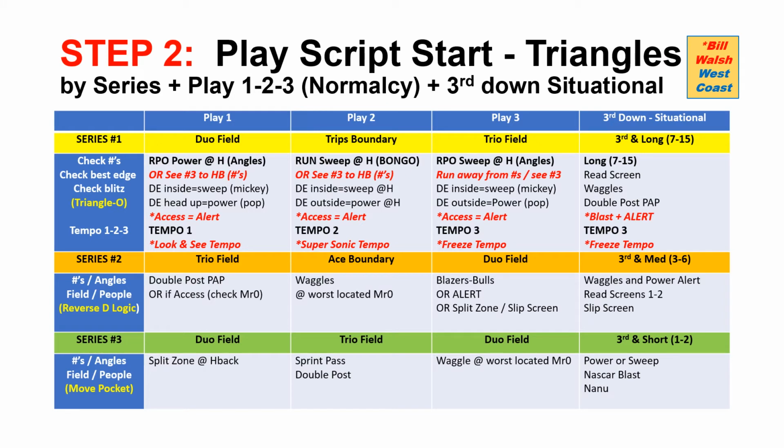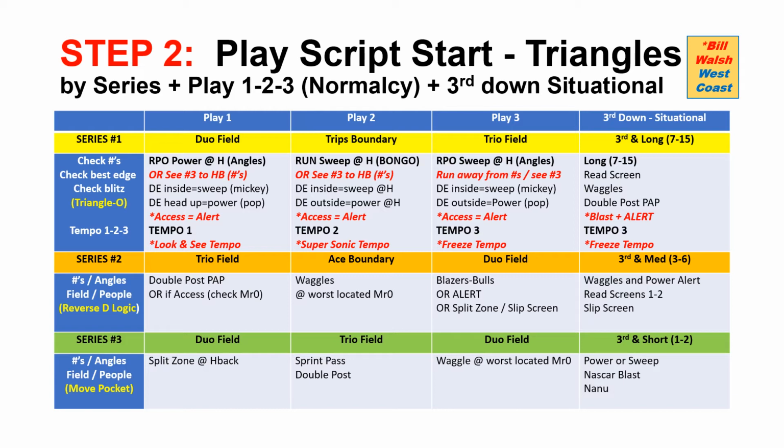Second step then, once we have those tendencies down, we want to start to do our play script, but we're going to start with our start of the game and our offensive triangle. So you can see here we're going to do this by series. The yellow is series number 1, and then we've got play 1. We're going to go ahead and get our formation is going to be duo to the field.